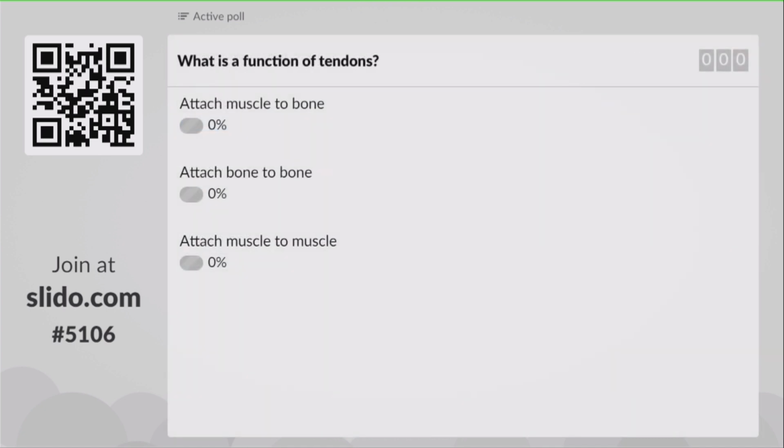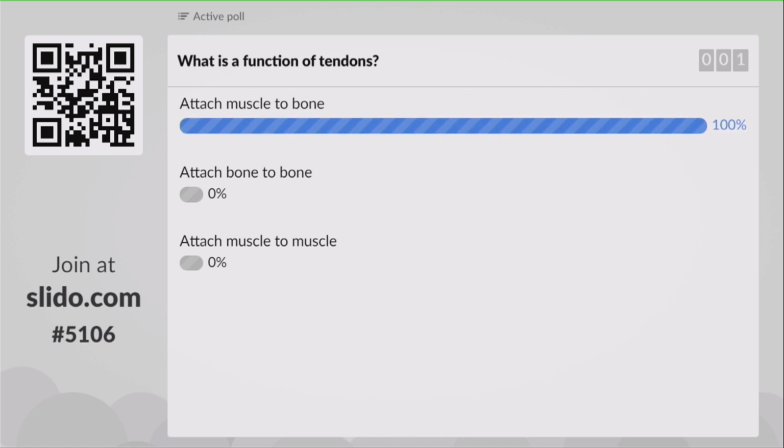We have another question. So now this question should be updated on your screen. What is a function of tendons? Does it attach muscle to bone, bone to bone, or muscle to muscle? Ooh, we're going strong on this one here.